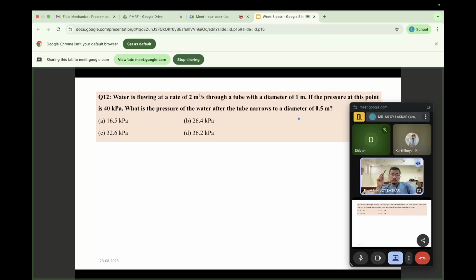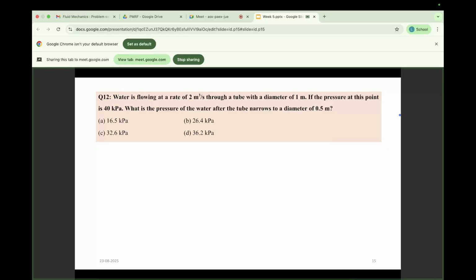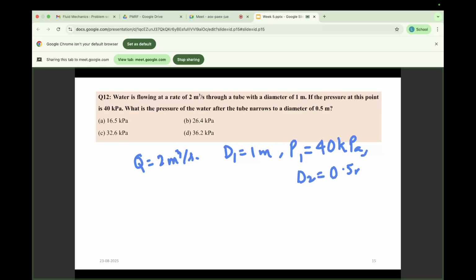So this is also a similar fashion question. In this question, what is given? Q is given, 2 meter cube per second. Diameter is given, right? D1 is given as 1 meter. Also the pressure is given. P1 is given as 40 kilopascal, and D2 is also given as 0.5 meter.